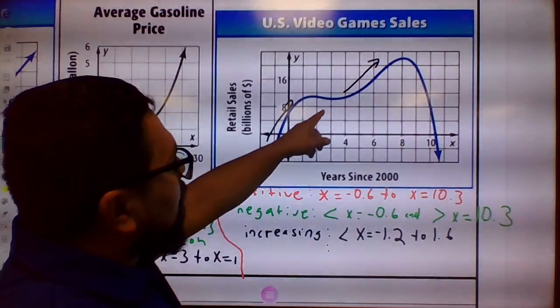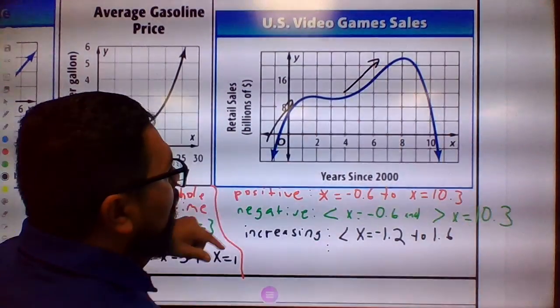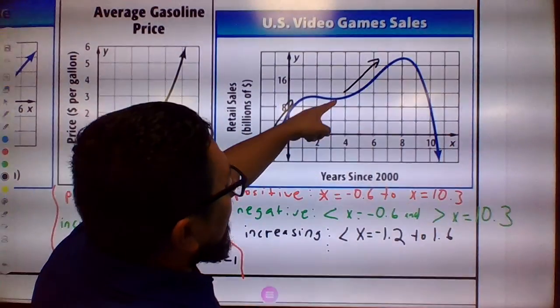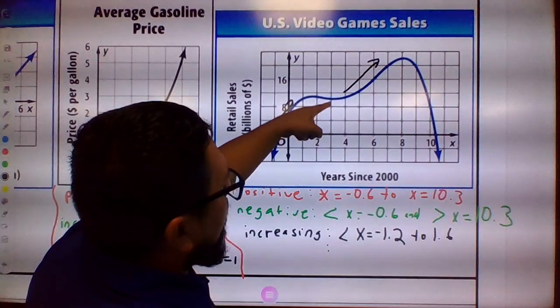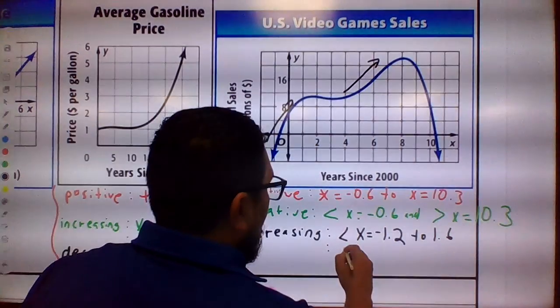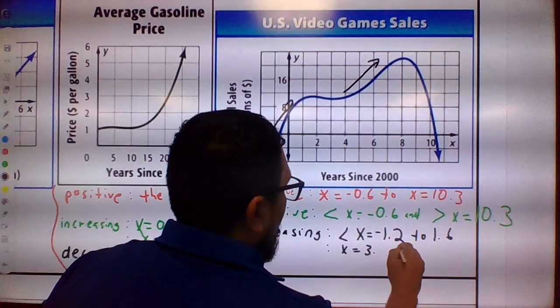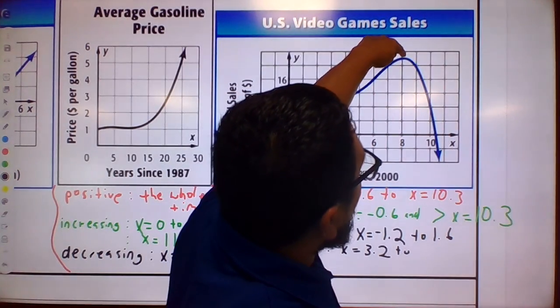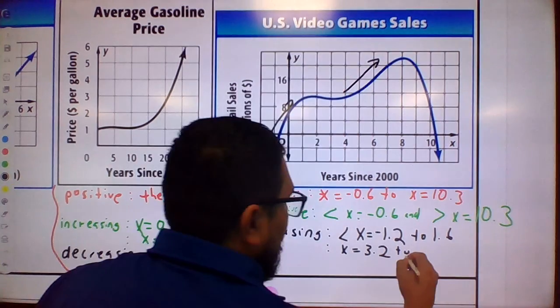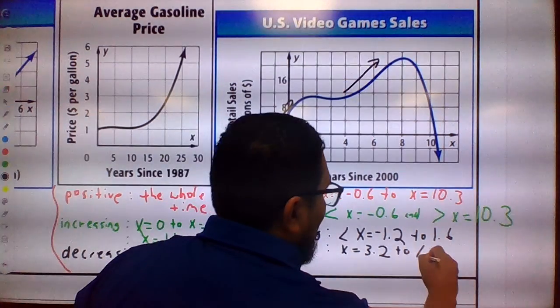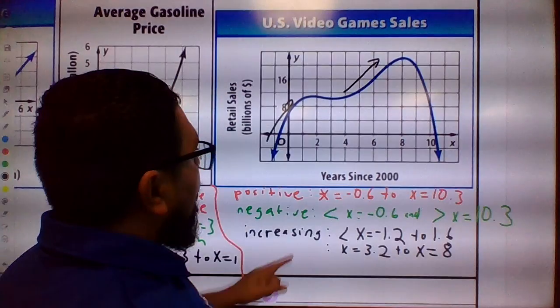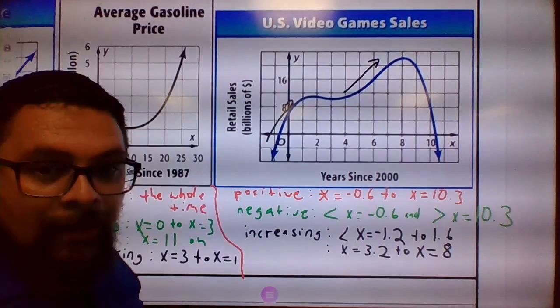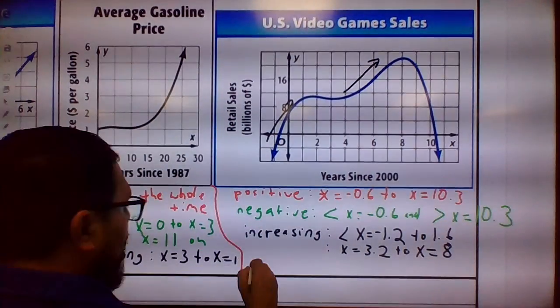Okay, and it's also increasing right here at x equals 3.2 to looks like 8. Looks like it's 8. X equals 8. That's where it's increasing. Okay?